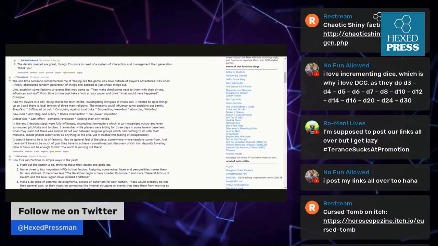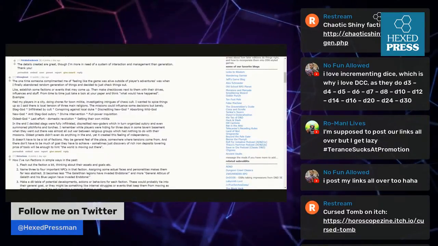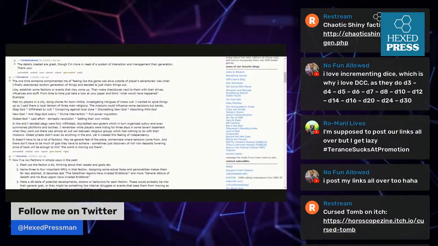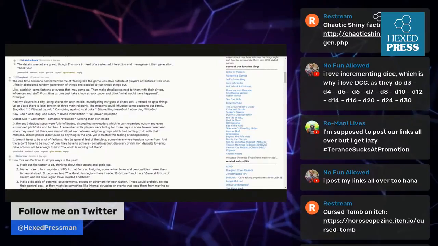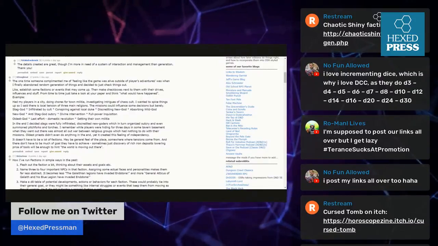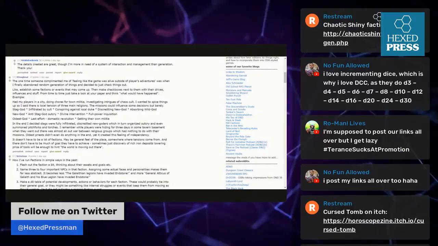It doesn't have to be a lot of factions. Maybe a general feel of the place, somewhere where tensions come from. And there doesn't have to be much of a goal they have to achieve. Sometimes just discovery of rich iron deposits, lowering price of tools will be enough to hint the world is moving out there.